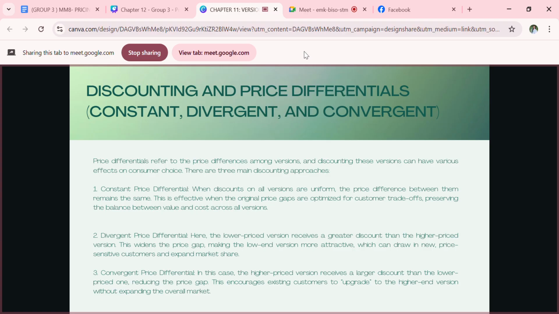And the last one, we have the convergent price differential. In a convergent differential, the higher priced version gets a larger discount, reducing the gap. This encourages existing customers to upgrade to the higher end version, especially when the long term revenue depends on premium products. For instance, a software company discounts its premium subscription by 25% but offers only a 10% discount on the standard version. The closer price gap makes the premium version more appealing to customers who want additional features, encouraging them to choose the higher tier.